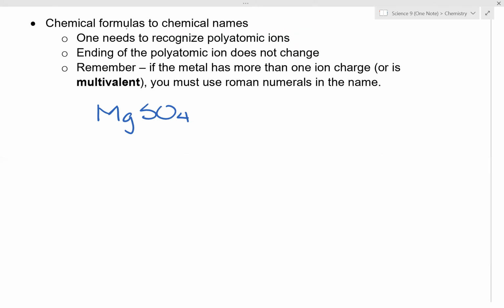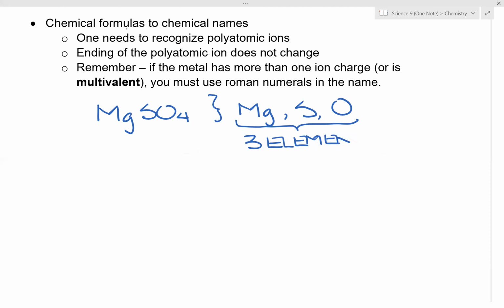Let's say we have MgSO4. Now, how can you recognize if there's a polyatomic? Notice you have the elements Mg, S, and O. Because you have 3 elements, therefore, you have polyatomic.